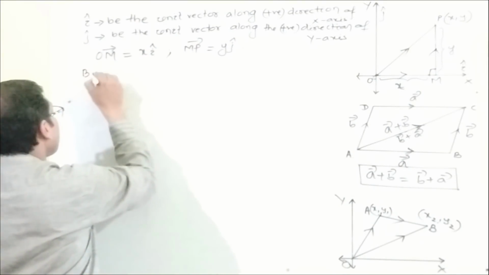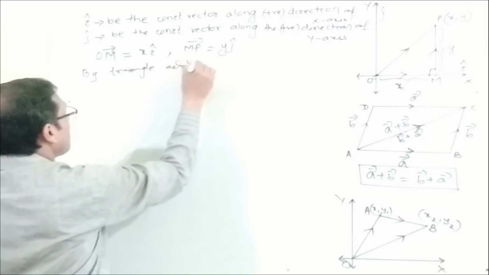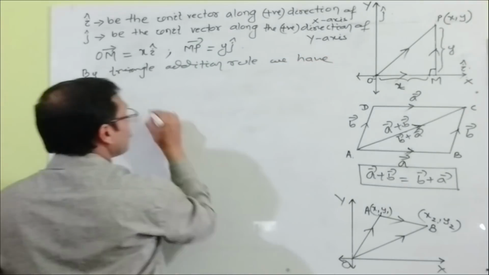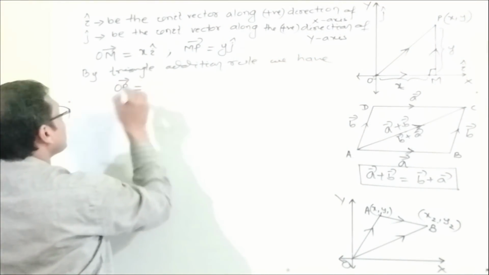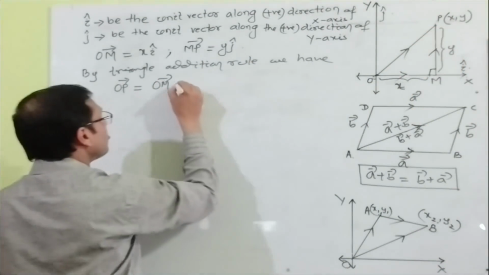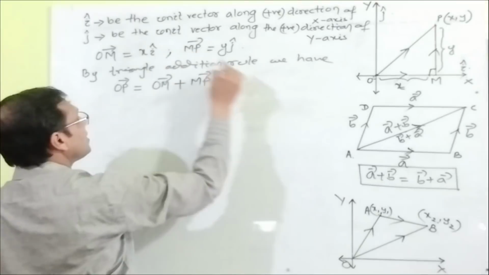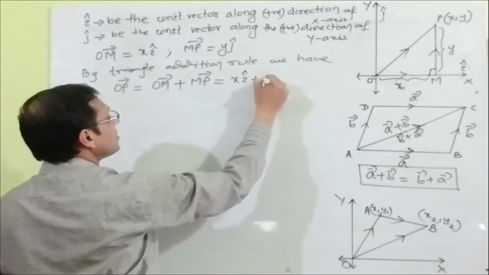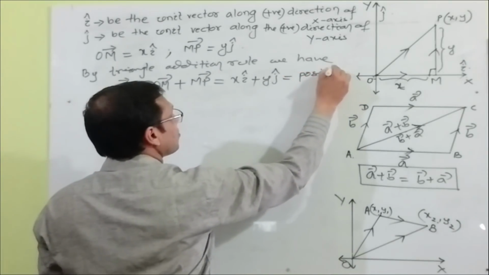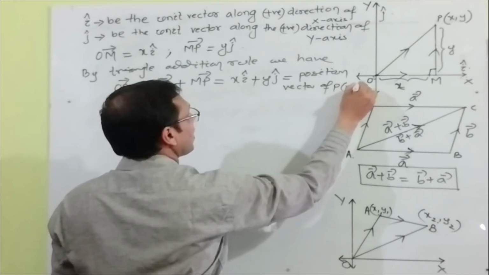So by the triangle addition rule, we have OP vector equal to OM vector plus MP vector. OM vector is x i cap plus MP vector is y j cap. This is nothing but the position vector of P having the coordinates x, y.